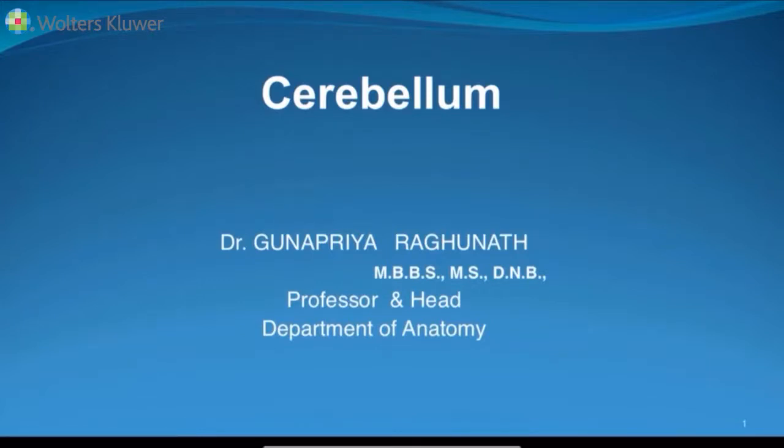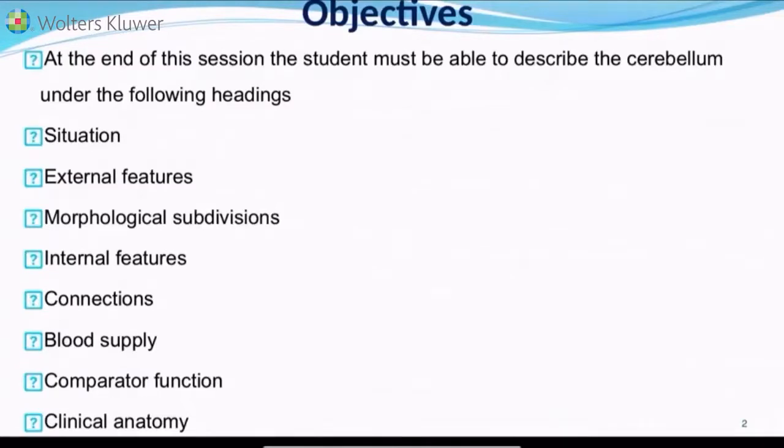As a part of the other neuroanatomy topics, the topic for today is cerebellum. Today we're going to discuss in depth about cerebellum. It's a long question that can be asked in your theory paper. The objectives of this session will be that the student must be able to describe the cerebellum under the following headings: situation, external features, morphological subdivisions, internal features, connections, blood supply, comparator function and clinical anatomy of cerebellum. So these are the headings which can be utilized to structure your essay for a theory question paper.